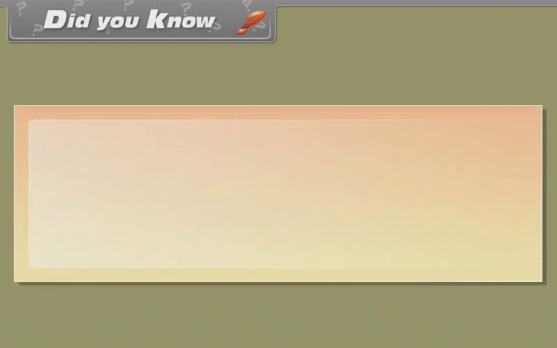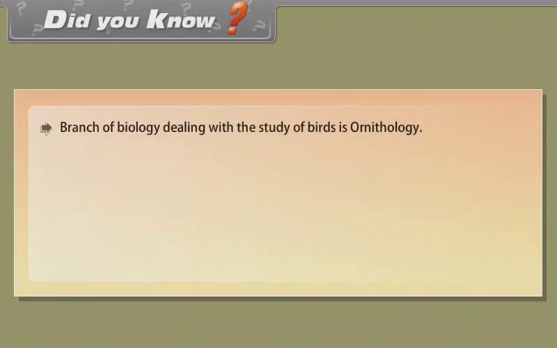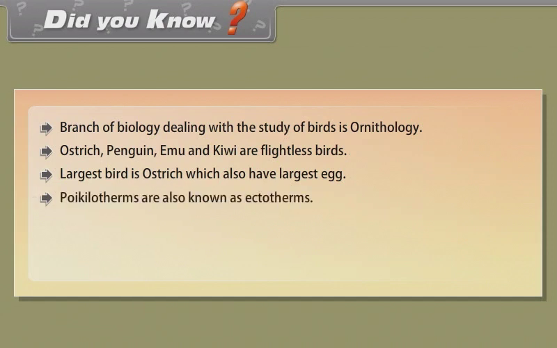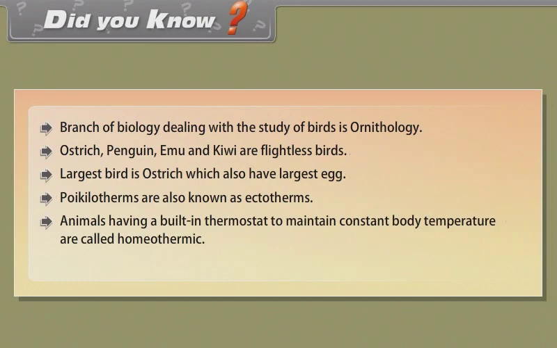Did you know? The branch of biology dealing with the study of birds is ornithology. Ostrich, penguin, emu, and kiwi are flightless birds. The largest bird is ostrich, which also has the largest egg. Poikilotherms are also known as ectotherms. Animals having a built-in thermostat to maintain constant body temperature are called homeothermic. The fish which eradicates mosquito larvae is Gambusia.